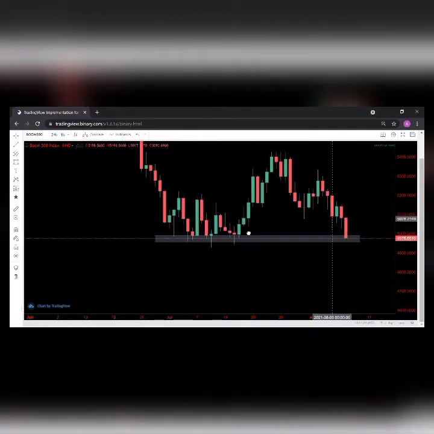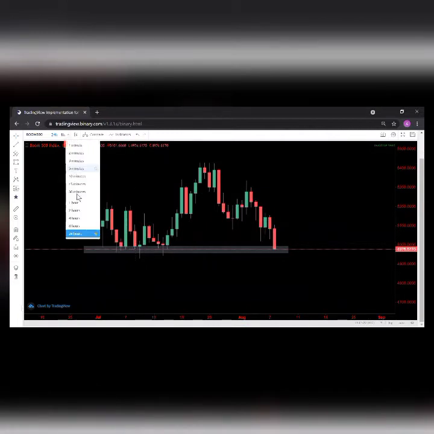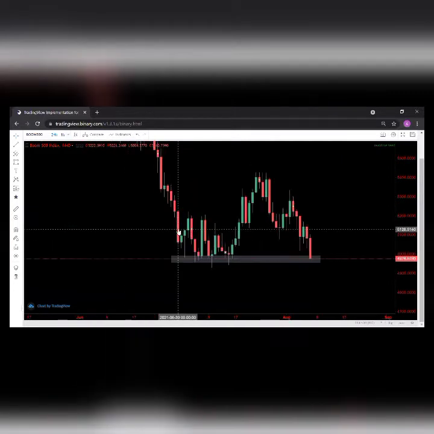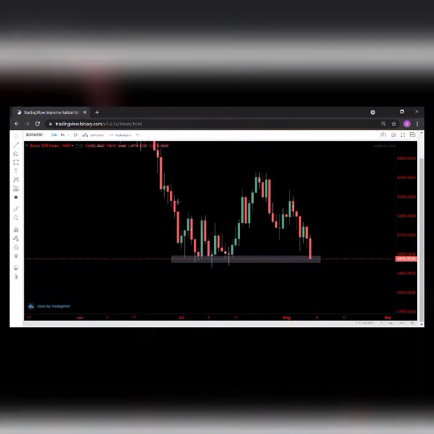Now, if you can remember, I actually dropped this analysis on Boom 500. It's just that it played during the weekend and I don't trade during the weekends. So from the daily, we are able to see the market is at support. We drew just one support zone. Are you following?